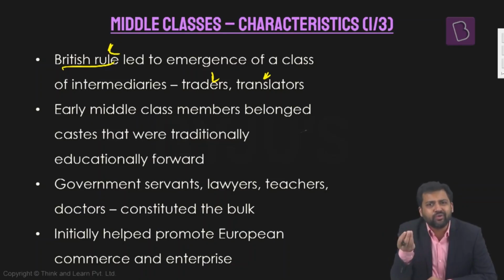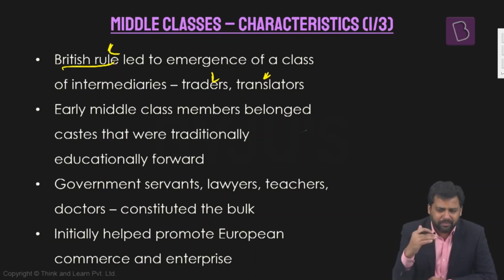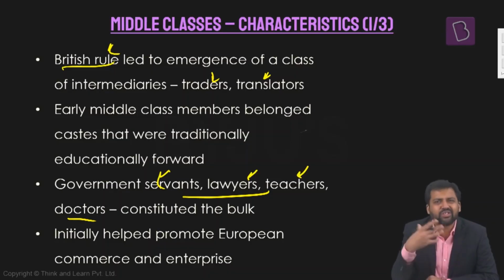Apart from that, Britishers are introducing English education, mass education, and again, they're introducing it for their own self-interest, because they are now creating public administrative mechanisms, judicial administration, all these things. For that, they need some people who can take up different kinds of positions, not necessarily the top positions, but at the lower levels. So they are promoting mass education. Over a period of time, some castes, which were again traditionally educationally forward, are taking up this education. And you now see the emergence of different kinds of professions: lawyers, teachers, doctors, government servants.